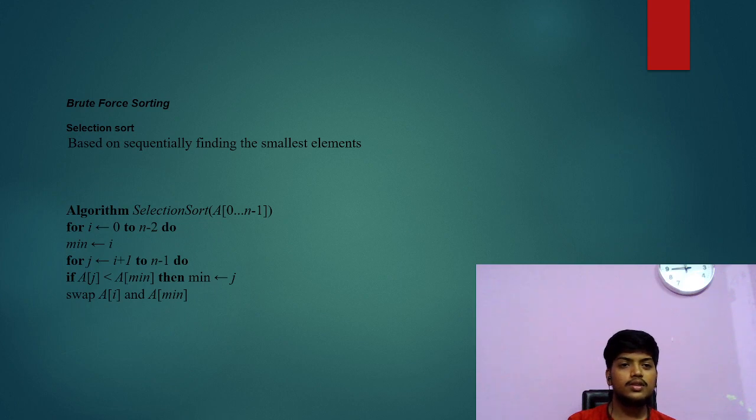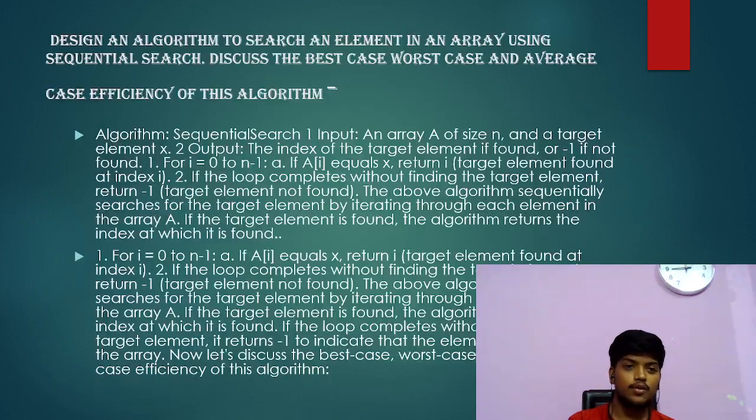Brute force sorting, selection sort, its algorithm: for i from 0 to n-2, min = i, for j from i+1 to n-1, if A[j] < A[min], then min = j. Swap A[i] and A[min].